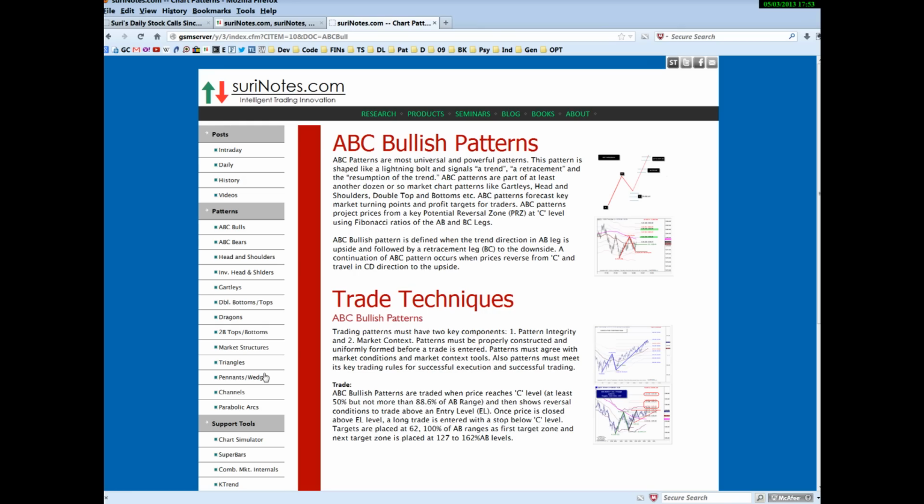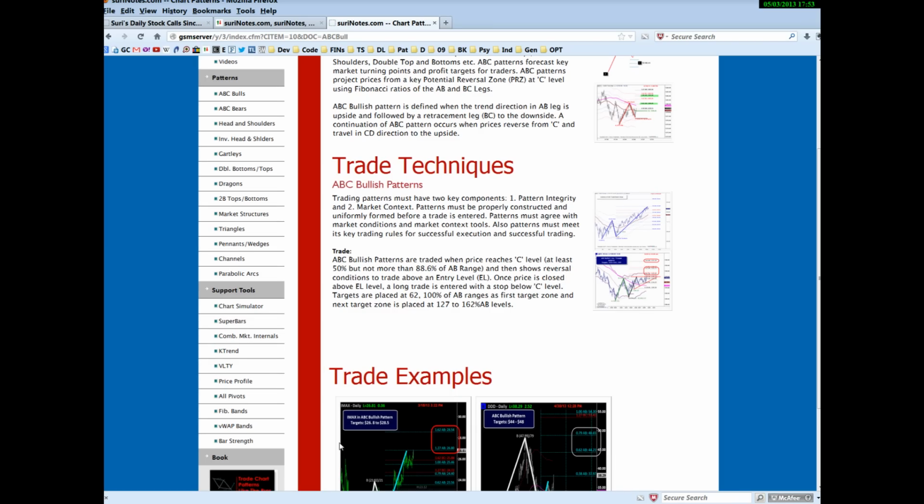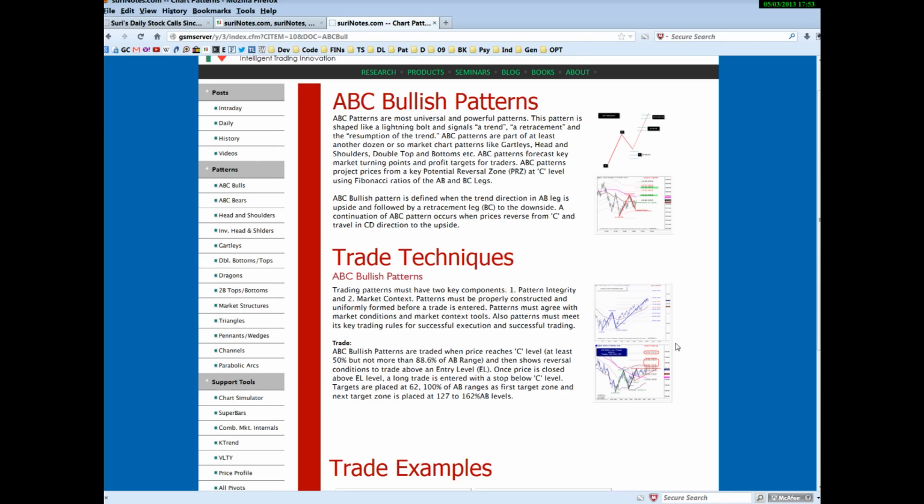So that's the pattern side, and then I'm also going to highlight some of the support tools. Some of the support tools include my superbars or CMI or any of these tools which I use to detect the market context, and these are also part of this website. So it's a little bit involved. I definitely underestimated the time it takes to build it. It's definitely taking me a longer time to write it.